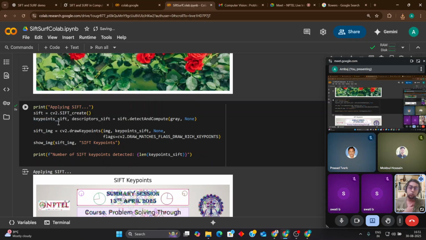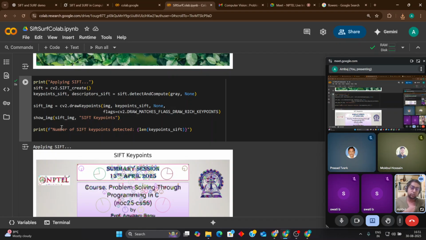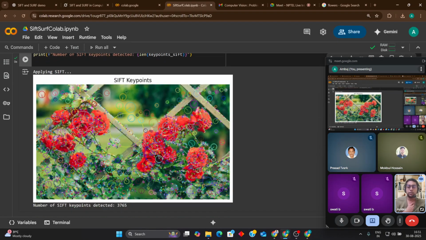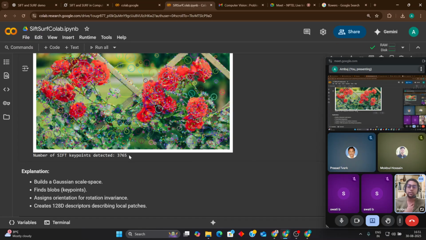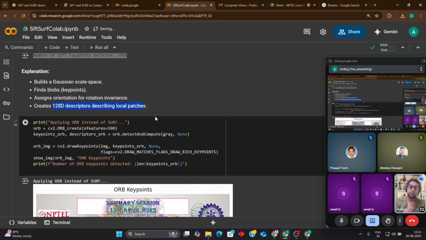Then I have tried to put the key points. Then I have tried to print the number of key points which I have just detected. Pre-built function, nothing much new is here. Let me just do this. Then it has performed the analysis, and the number of key points it has detected is 3765. It builds a Gaussian scale space, finds the key points, then assigns the orientation, and creates a 128 dimension descriptor described in the local patches.